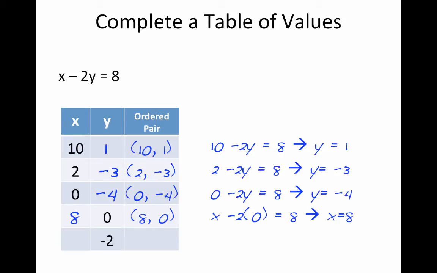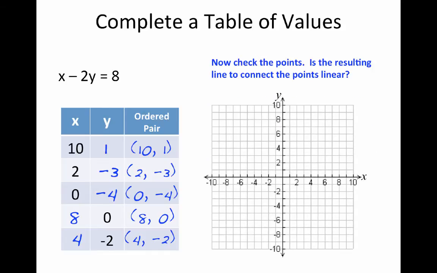Finally, the last one, y is equal to -2. When I plug that into the equation and solve for x, I get x is equal to 4. I can write the ordered pair 4, -2. Again, try graphing those ordered pairs and make sure you did your math right. Make sure that they all fall on a straight line in the graph. Pause the video while you're graphing the points.